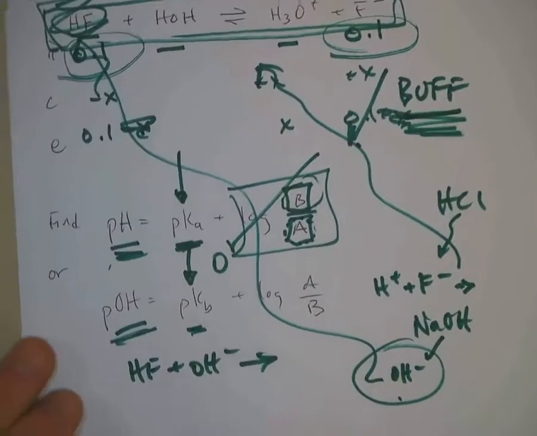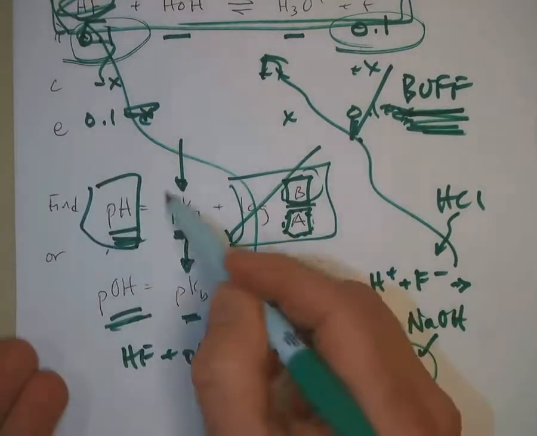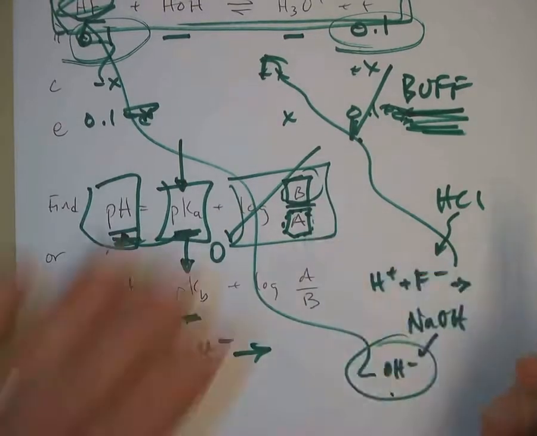It's a good choice, actually, if you need to know what substances to use to make a buffer of a particular pH. Choose one whose pKa is close to it, and then just make them equal concentrations.